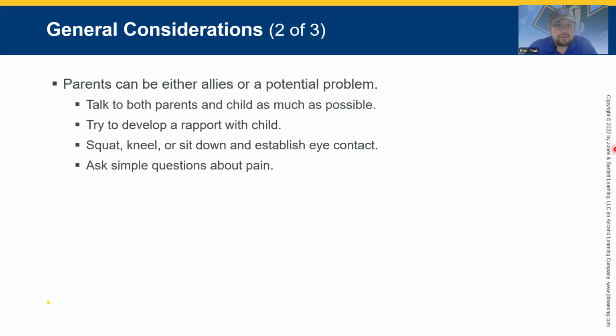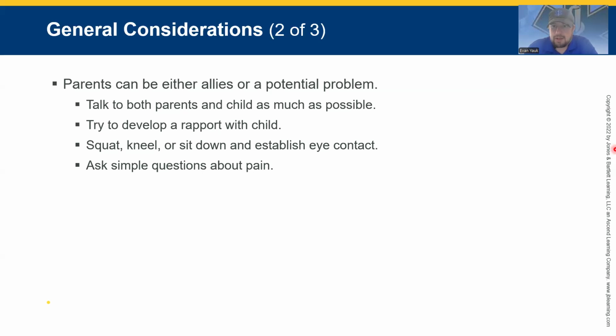Parents can be either allies or potential problems. So talk to both the parent and the child as much as possible. Try to develop that rapport, that friendship with the child, earn their trust, squat, kneel, or sit down to establish eye contact, ask simple questions about pain. These are little kids. They're going to react different than an adult.